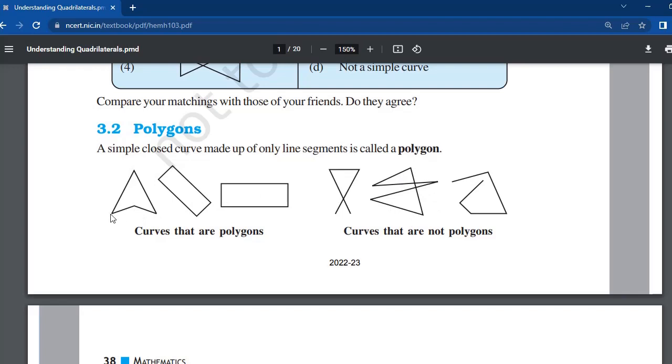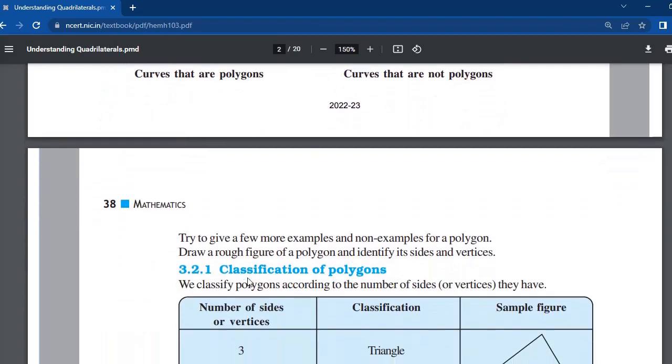Although if you look forward, this one is a polygon, this is also a polygon, this is a polygon, but these three are not polygons. Okay, moving to the next.